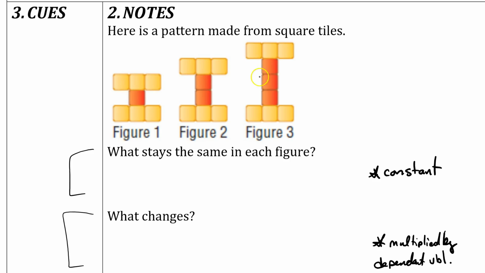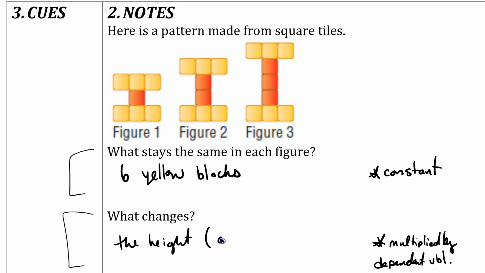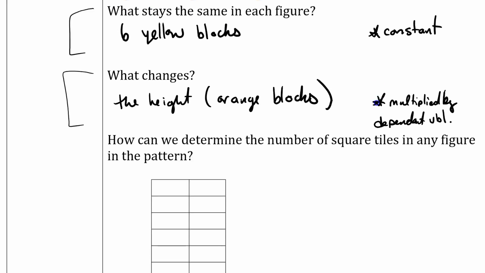So if we look at these three here, we notice the 6 yellow blocks stay the same. And what changes? The height, which is the orange blocks. Now you won't be able to tell that on yours, but you can identify in some way in your notes what stays the same and what's different.